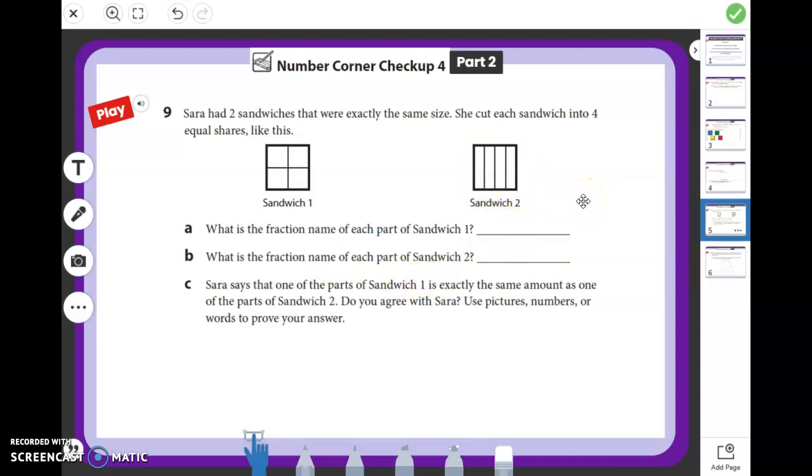Letter C says Sarah says that one of the parts of sandwich 1 is exactly the same amount as one of the parts of sandwich 2. Do you agree with Sarah? Use pictures, numbers, or words to prove your answer. You can show your work down here.